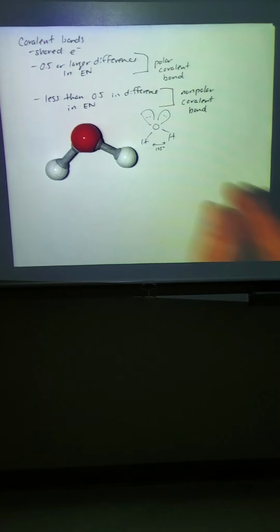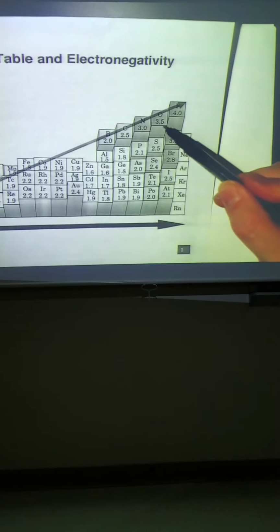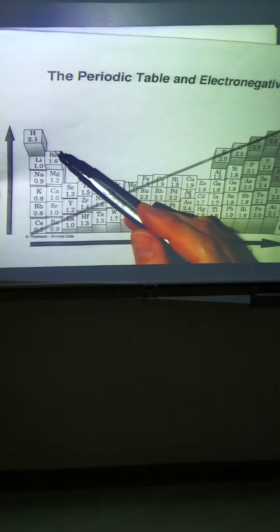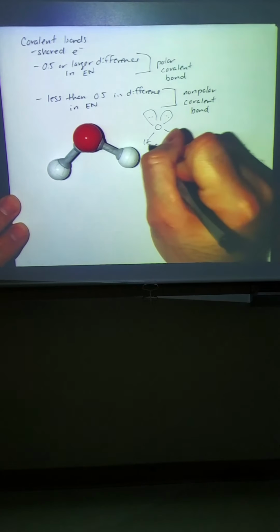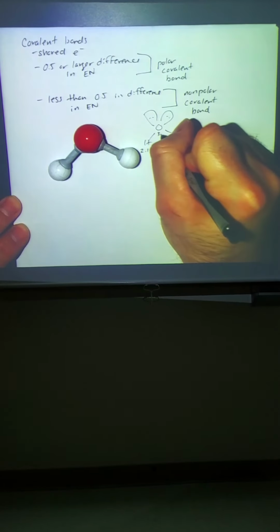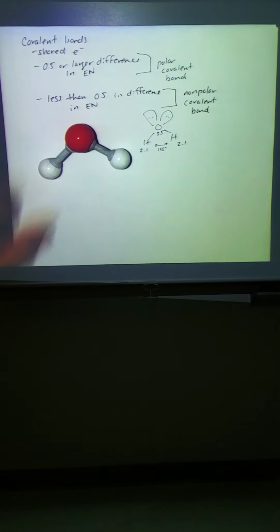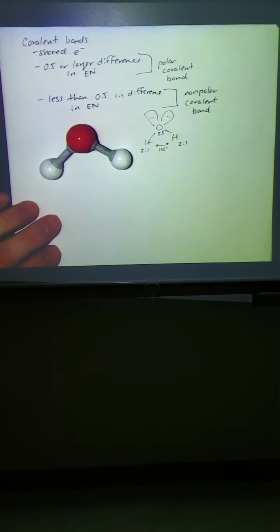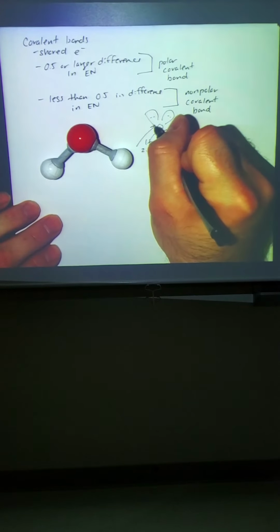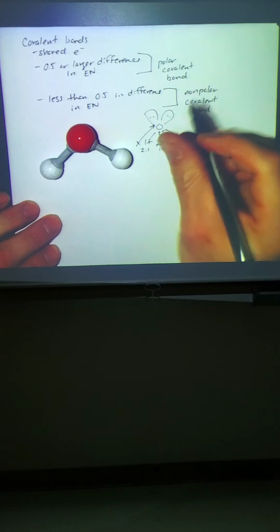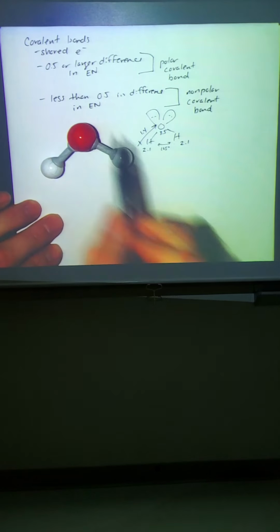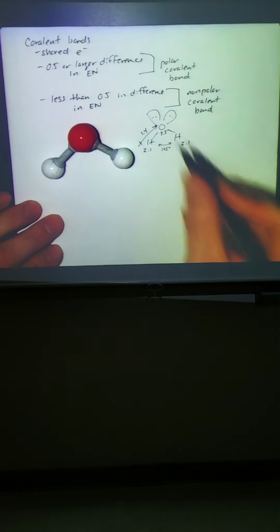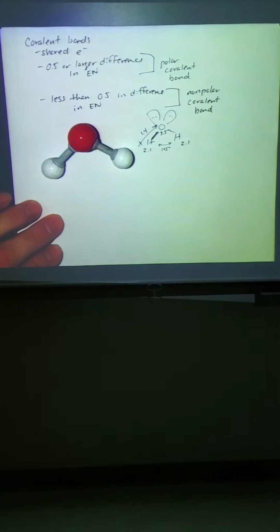If we look at electronegativity, we see that oxygen is a 3.5. We see that hydrogen is a 2.1. So if we have a 2.1 here, a 2.1 here, and a 3.5 there, what does that mean for the molecule itself? Well, it means that the difference here is a dipole, which means the direction of the polarity. That's a 1.4 dipole. That is significantly higher than the 0.5 we needed. So this is a polar covalent bond.